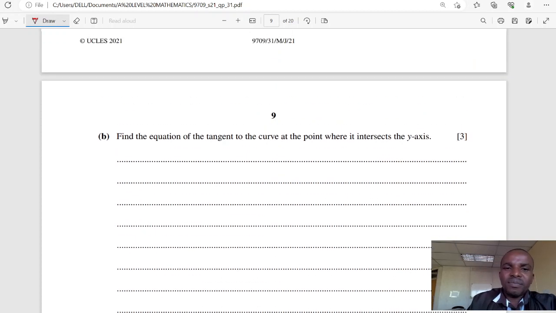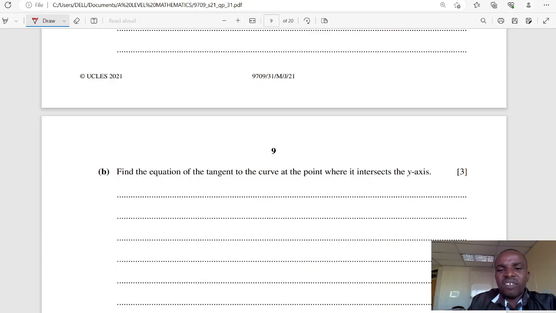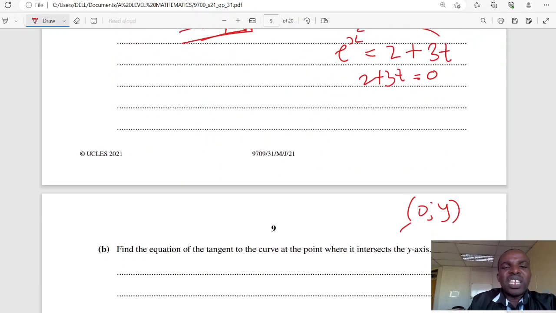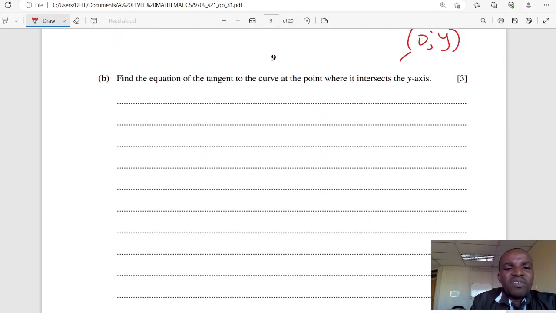Right, find the equation of the tangent to the curve at the point where it intersects the y-axis. On the y-axis, you can know that x is 0 and y is y. And this one is the tangent to the curve, which means the gradient of the tangent and the curve must be the same.